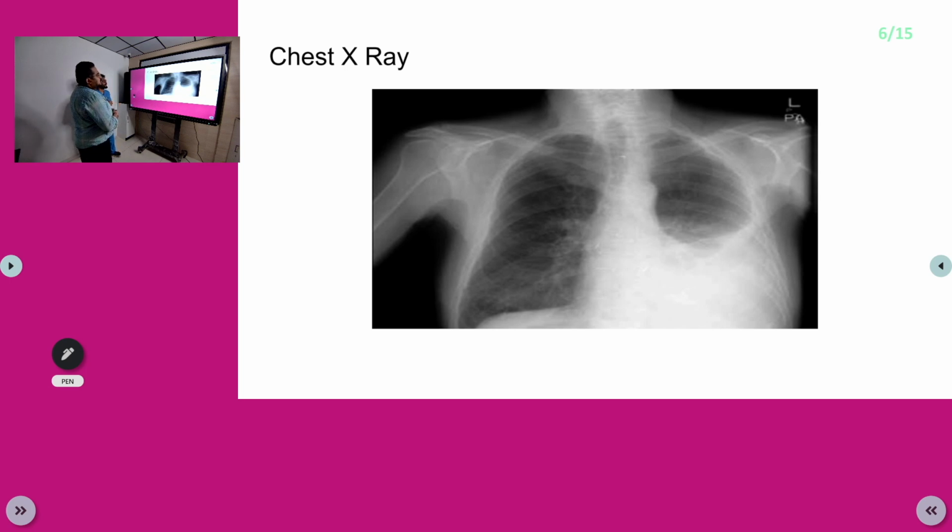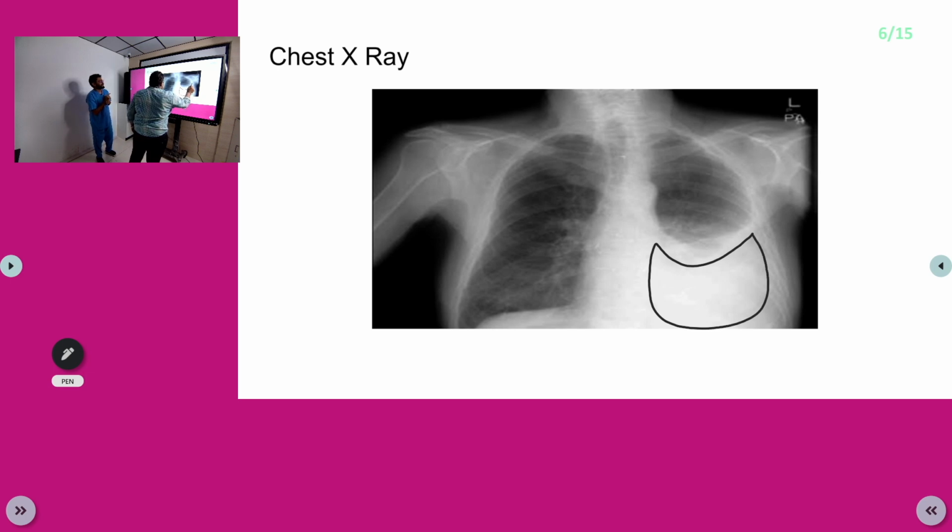Then we have also taken an X-ray. The chest X-ray shows a homogeneous radio-opaque shadow in the left lower zone of the lungs, and also a mild tracheal shift to the right side. So the trachea is shifted to this side. So it is probably suggestive of a pleural effusion.